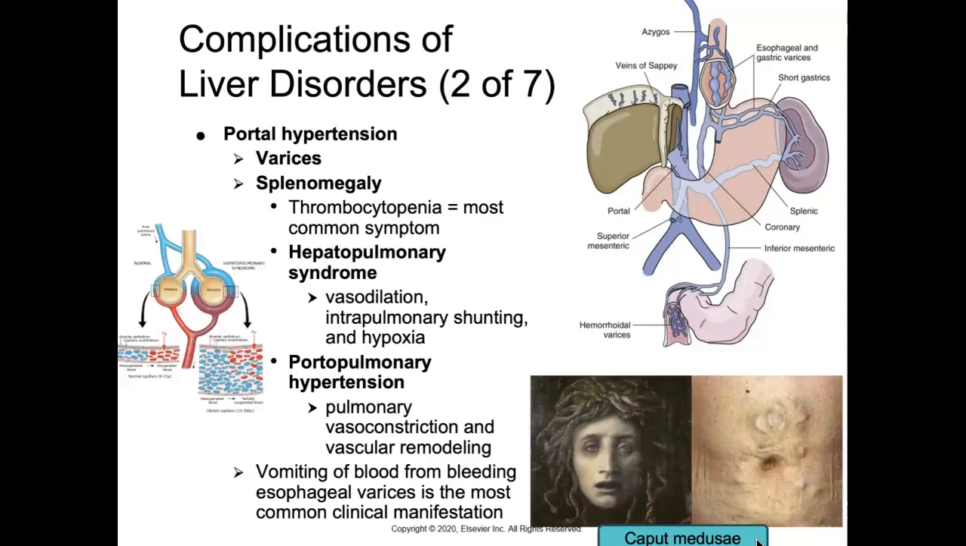To diagnose portal hypertension, we can do an upper GI endoscopy and evaluation of the portal venous pressure, and to treat it, we can use non-selective beta blocking drugs to reduce pressure within the venous system.